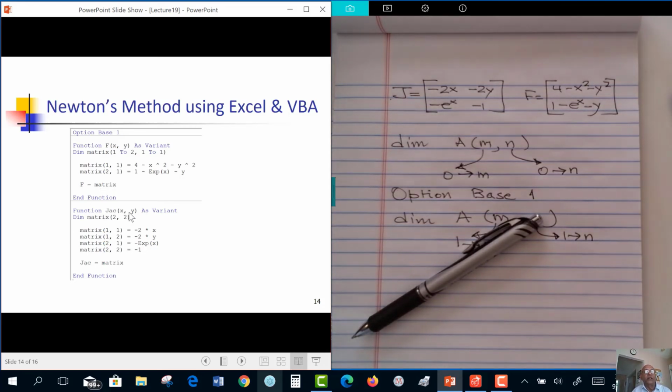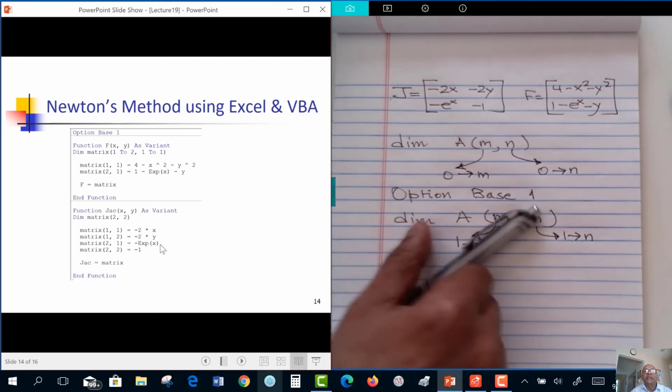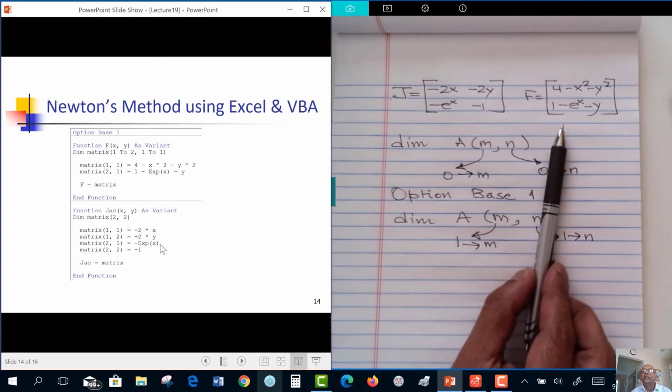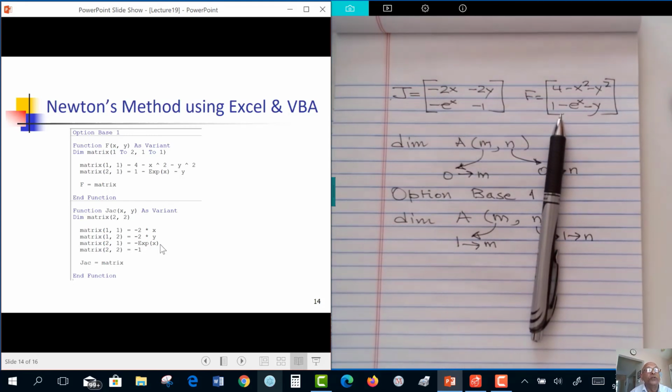Same way for Jacobian, I set up a 2 by 2 matrix and I say 1 1 is minus 2x, minus 2y, minus e to the x minus 1. So you can see these are all basically the functions which are elements of these two matrices. And then I say Jacobian is this matrix, so Jacobian becomes a 2 by 2 matrix in this context.